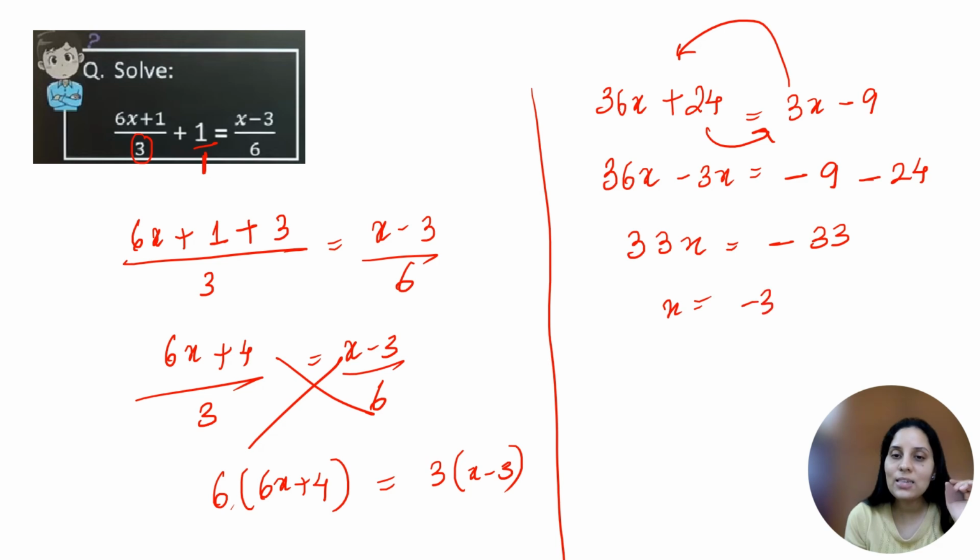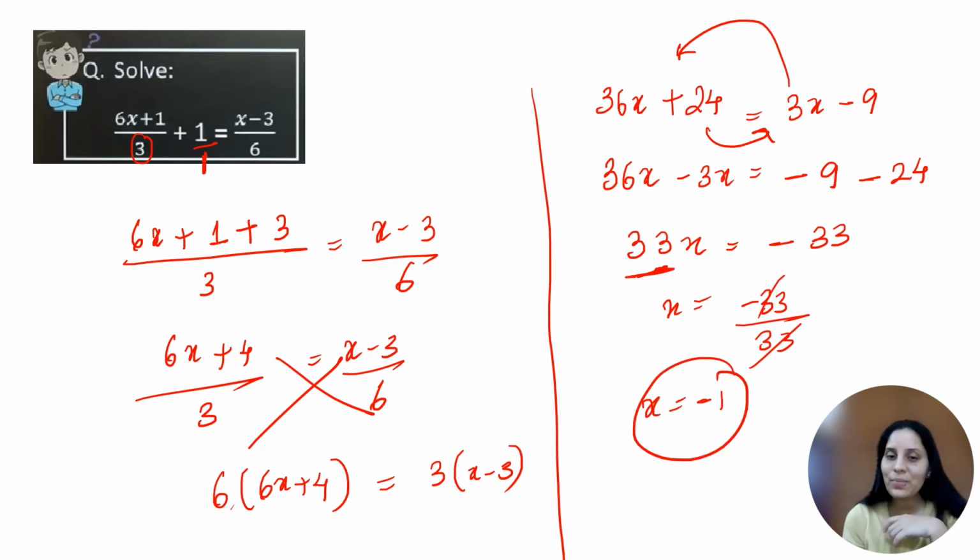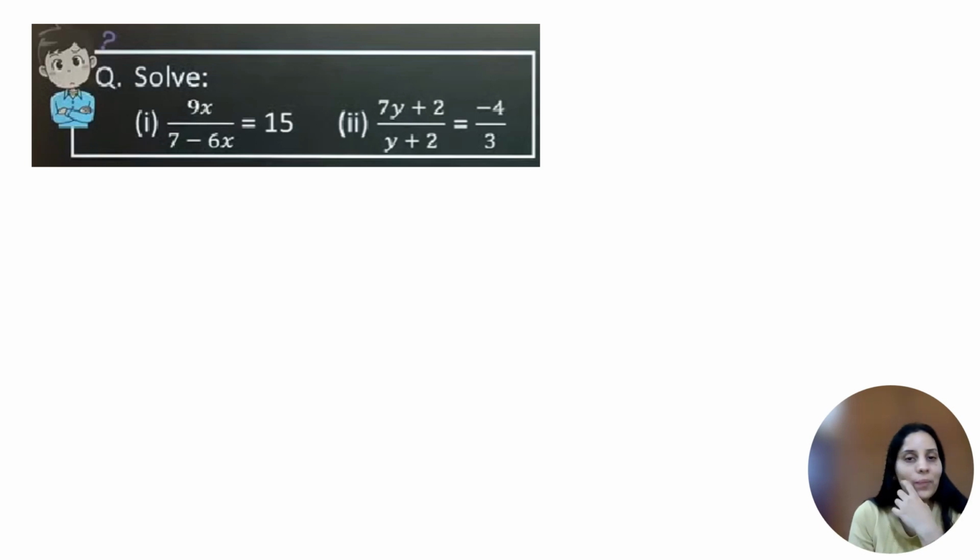So x is equal to minus 33 by 33. 33 is multiplying, other side it divides. Cut, x is minus 1. Okay. Now moving on. Now here, since we have single terms on both the sides, both the questions are similar. Here we will just directly cross multiply the terms.